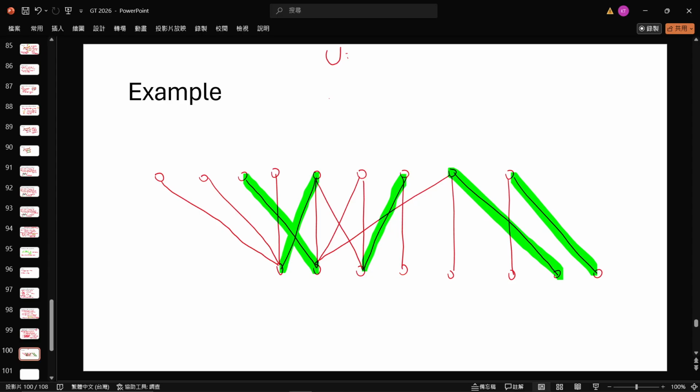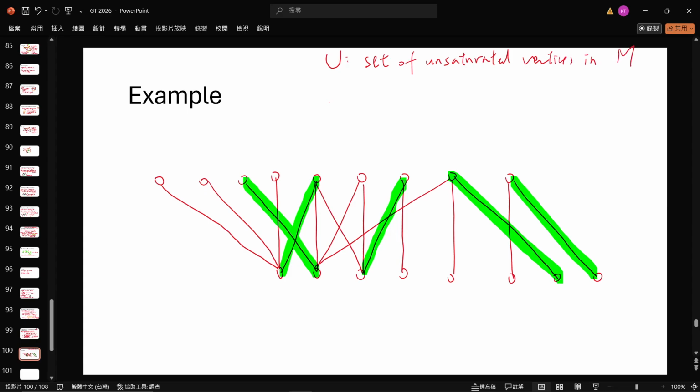U, okay? So U is the set of unsaturated vertices in M. So for example, this is in U, this is in U, this is in U, and this is in U, okay? Because those vertices are not saturated by the green matching.